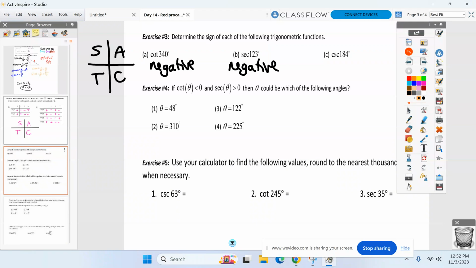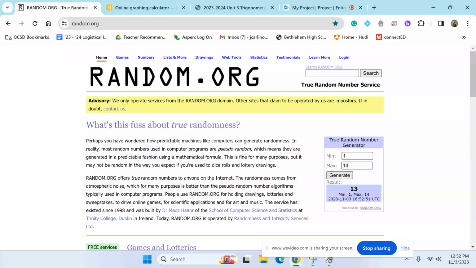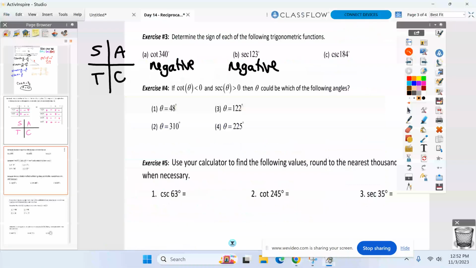And where's 184? Richie, where's 184? 3. Tangent and cotangent. Not cosecant, right? So that is also negative.